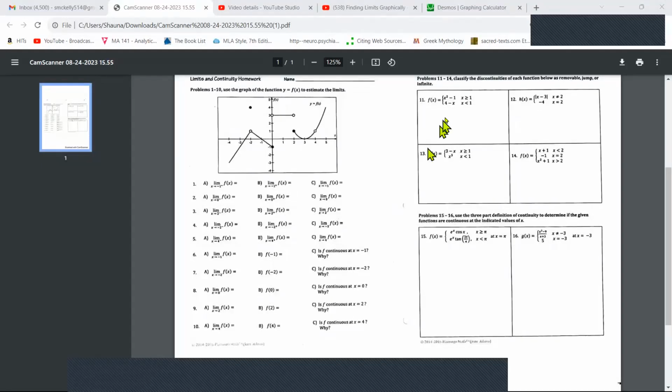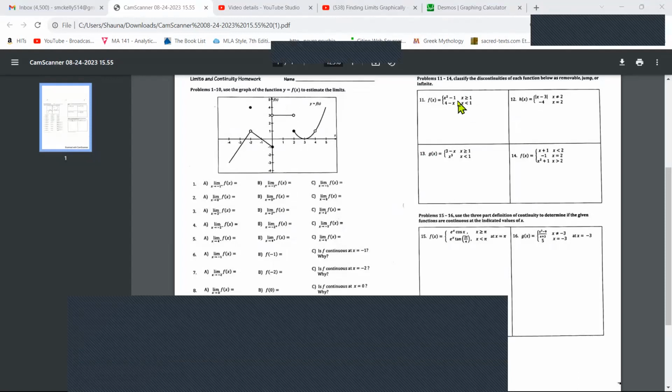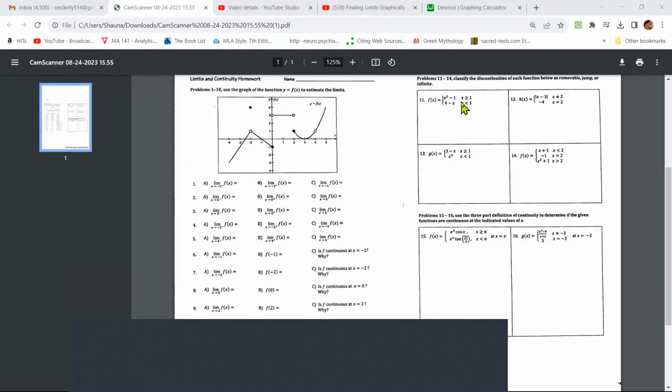All right, so we want to classify the discontinuities as removable, jump, or infinite. Well, we don't have an asymptote, right? So from what we saw on number 11, first of all, when you're looking at a piecewise function like this, always look at where the definition changes, okay? And here the definition changes at 1, right?